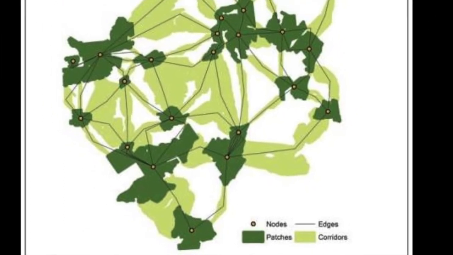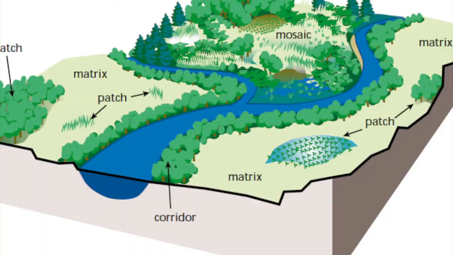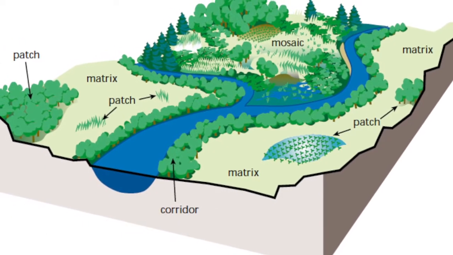The degree to which the landscape facilitates or impedes the movement of organisms among patches is referred to as landscape connectivity. There are two components for landscape connectivity. First is the structural connectivity, which relates to the physical arrangement of habitat patches on the landscape, or simply how these patches are linked to one another. And the other component is the functional connectivity, which describes the degree to which the landscape facilitates the movement of organisms.